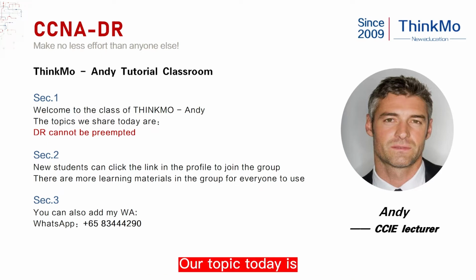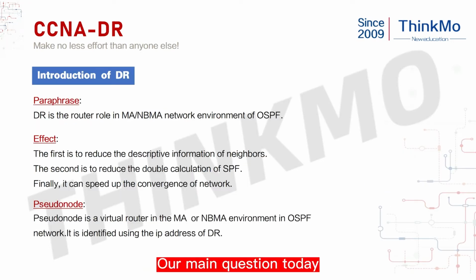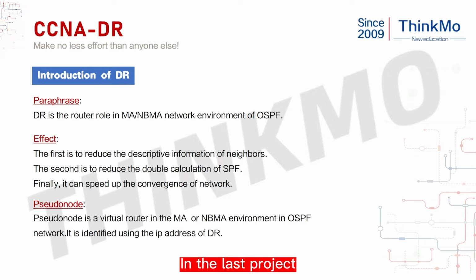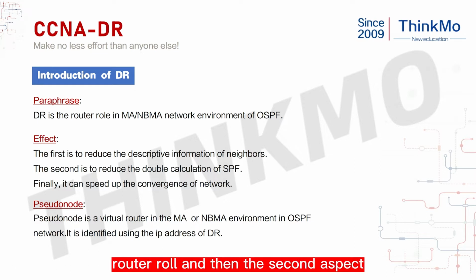Our topic today is that the DR cannot be preempted. Our main question today: why can't the DR be preempted? First of all, what are we talking about when we say DR? In the last video, we've already covered that. DR is a router role in the OSPF MA, or NBMA, environment.